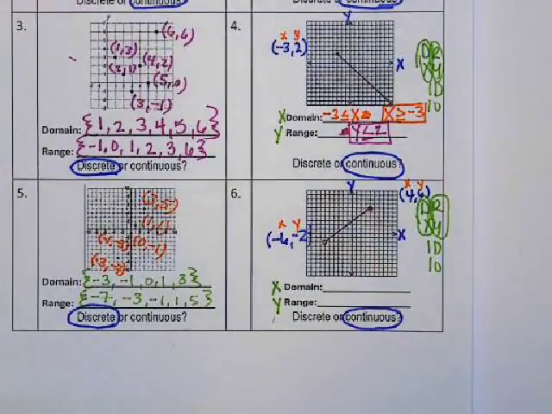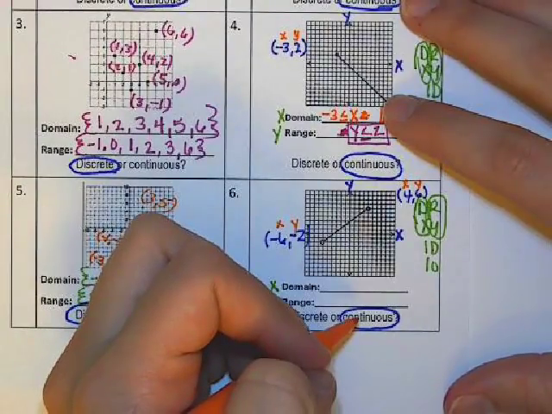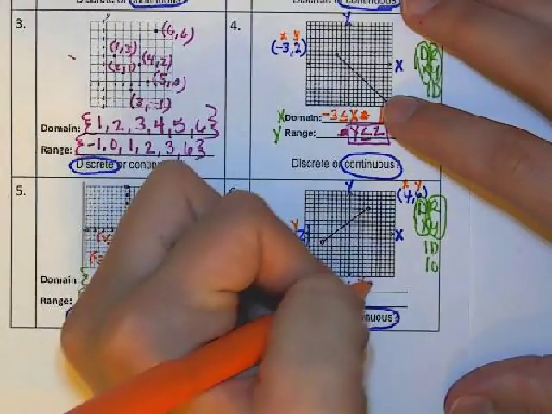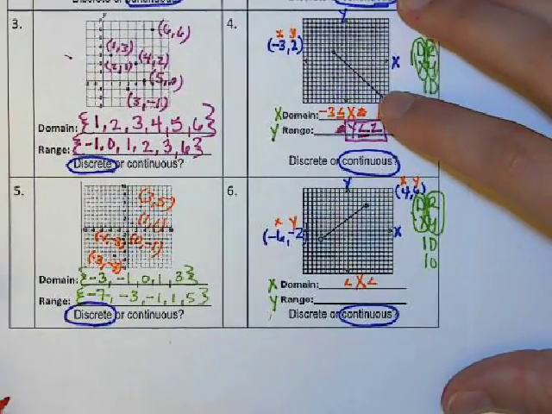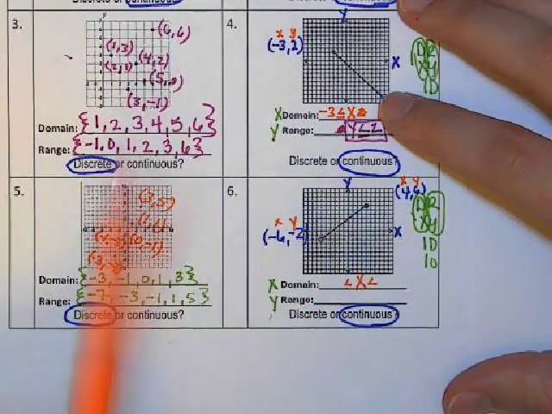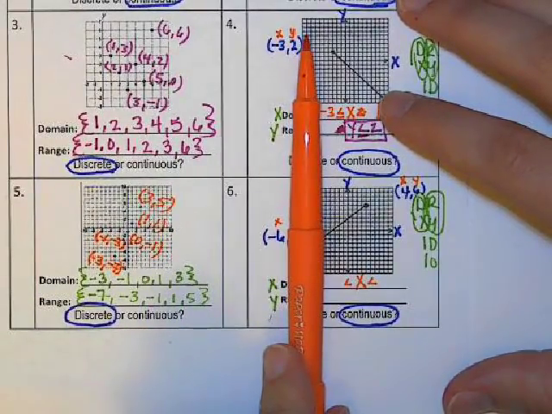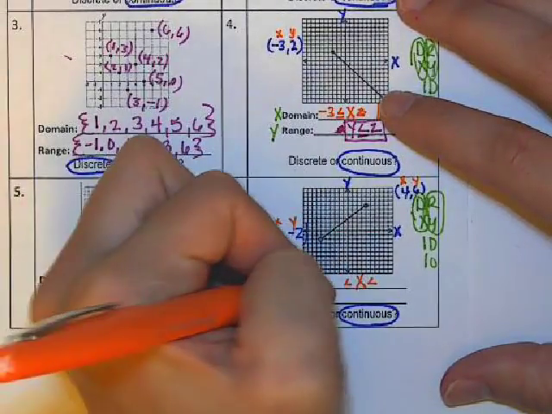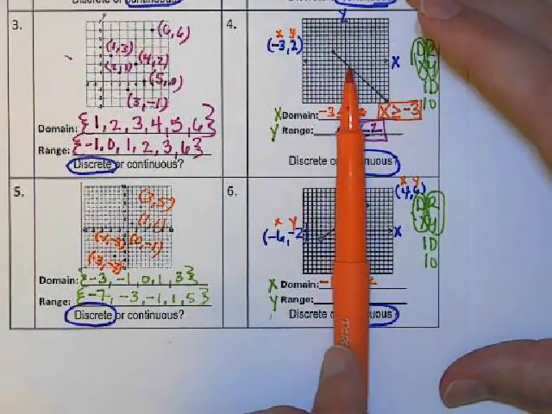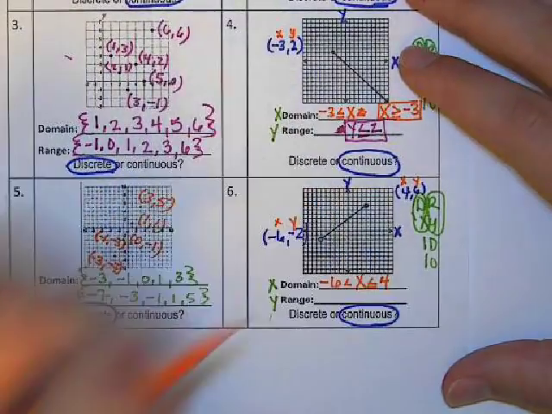How do I start the domain? What do I write first? X, less than, less than. X goes side to side, so we're going to read our book. The very first thing I read is this dot, and what's this X? Negative 6, and it's open. So do I need a line under it? No. The last thing I read is this dot, and it is 4. Does it need a line under it? Yes, because it's closed. There we go.